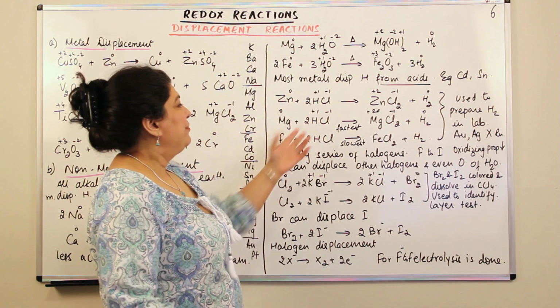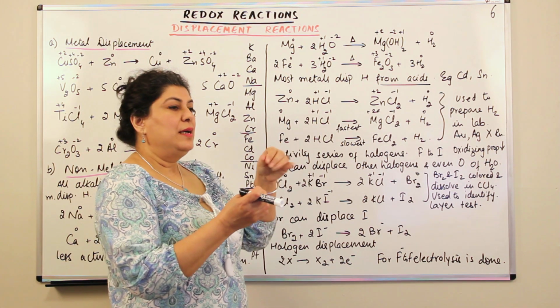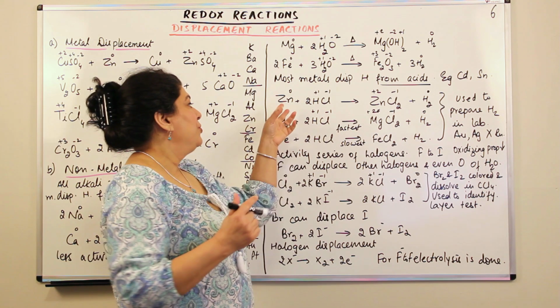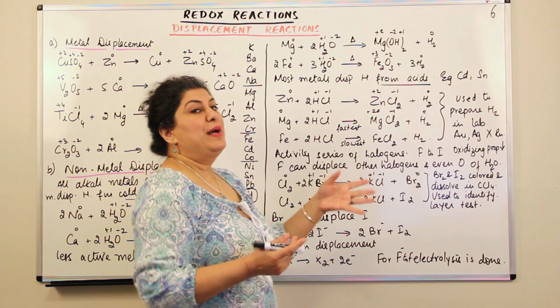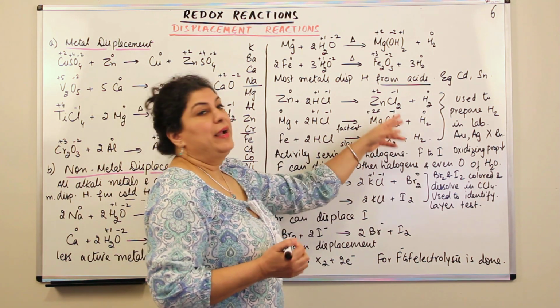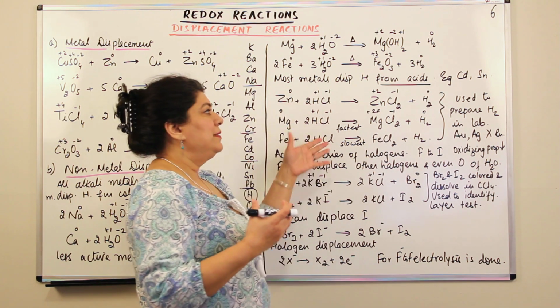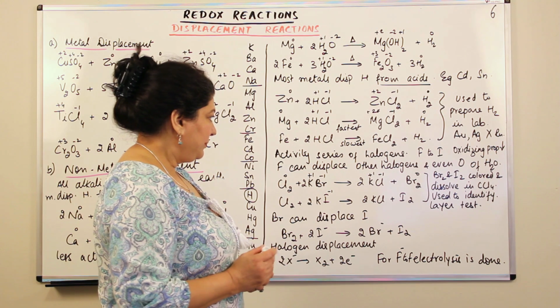All you have to do is take HCl and a metal. You can use zinc scrapings, or magnesium or iron filings, and if you pass concentrated HCl through it, it'll start giving hydrogen gas. So this is a method that is used to prepare hydrogen gas in the laboratory.